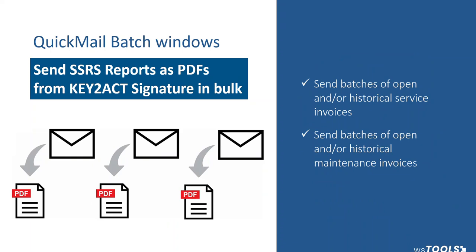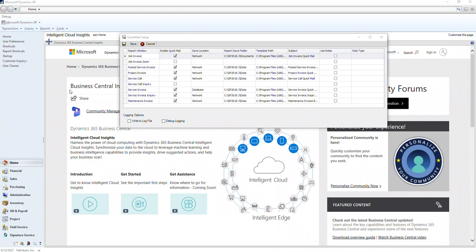customer. With our new QuickMail version 3, we've also added the ability to send batches of QuickMail for both service and even maintenance invoices. In these new batch windows, you can select to see open and/or posted invoices, and then email as many of those invoices as you'd like all at once. So first, let's look at the setup.